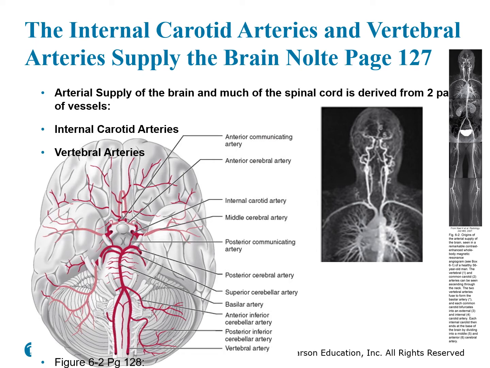Another view here of the circle of Willis and surrounding blood vessels of that area. So we could see the internal carotid arteries and vertebral arteries. And this is from page 127 in the Nolte book. And I thought these were kind of interesting full body pictures of the blood vessels here to put it in perspective for you.